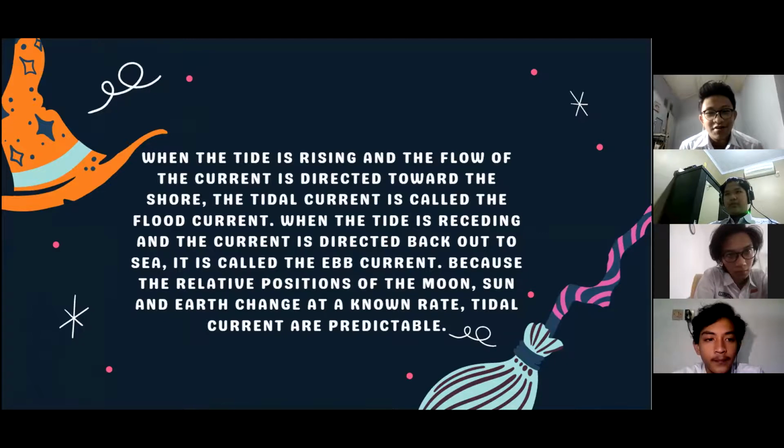When the tide is rising and the flow of the current is directed toward the shore, the tidal current is called the flood current. When the tide is receding and the current is directed back out to sea, it is called the ebb current. Because the relative positions of the moon, sun and Earth change at a known rate, tidal currents are predictable.